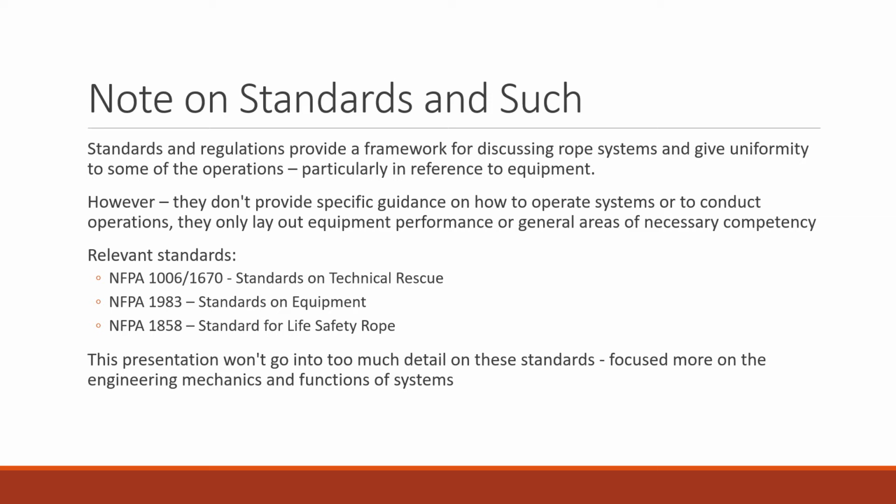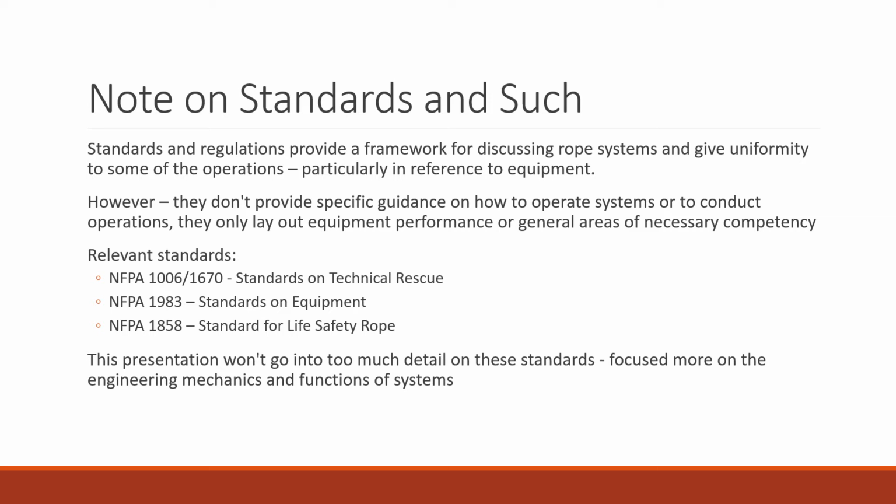So the real relevant standards that we'll talk about are NFPA 1006 and 1670, the standards on technical rescue. Standard 1006 is related to individual competency, so there's a level 1 and level 2 qualification under 1006. That's for basic functioning rope rescue. Then there's a more advanced level, level 2, that covers more of the operations. Standard 1670 is what covers organizational competency.